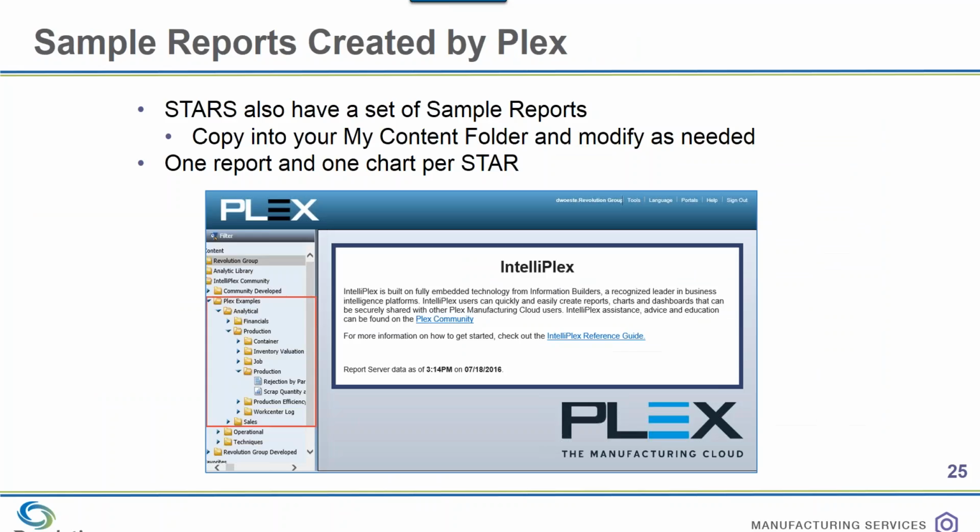And when Plex created these stars, in each of the stars they've generated sort of a starter set, if you will, of reports and charts. So each one of the stars contains at least one report and at least one chart, and while you can't edit those things directly in the Plex examples folders, it's very straightforward and very easy to copy that over to your directory, and you can make edits and modify it as needed, or just if it's exactly what you want, you can run it straight from there.